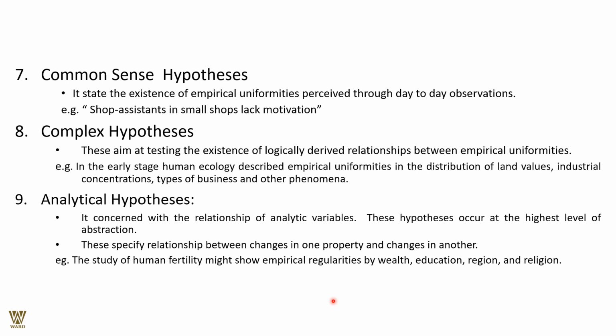For example, the study of human fertility may show empirical regularities by wealth, education, religion, and probably region. So the richer people, do they have more children if they are rich, educated, in a particular region, or belong to a certain religion? Or is it not so wealthy people? Are they going to define the number of children by their wealth, education, region, or religion per se?